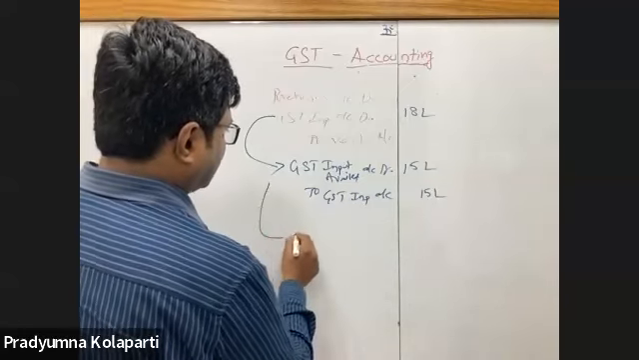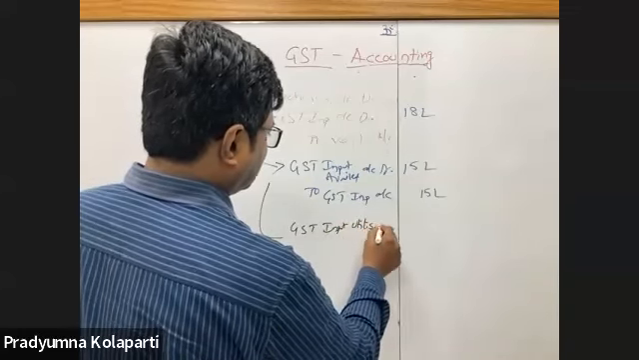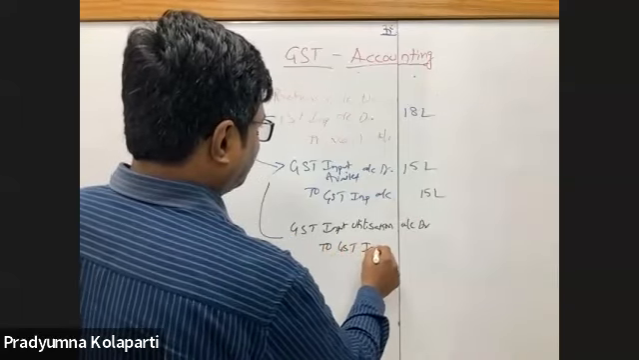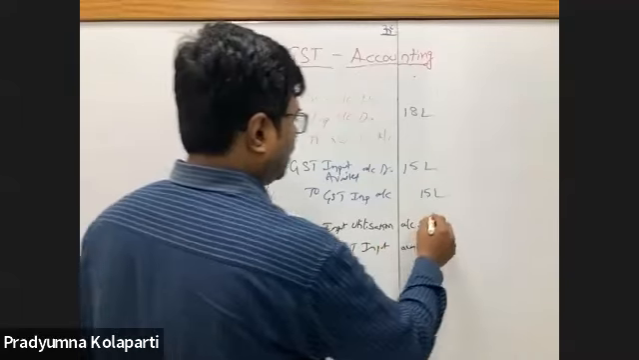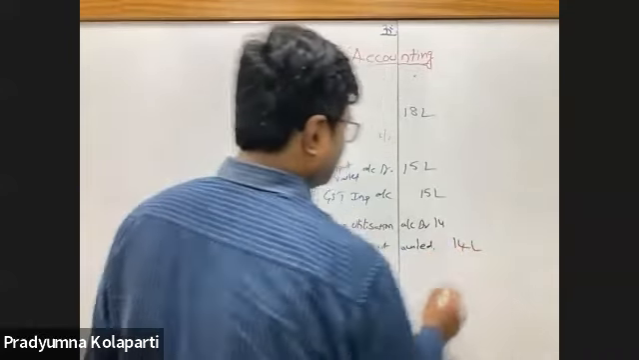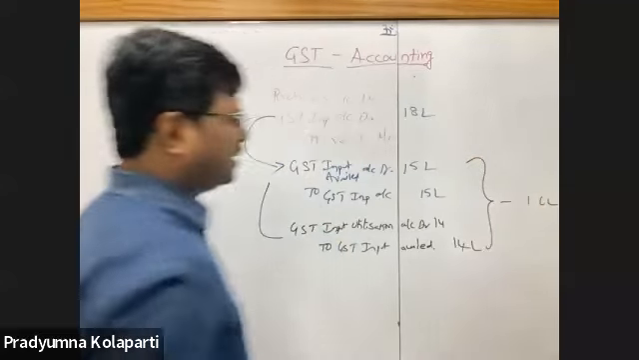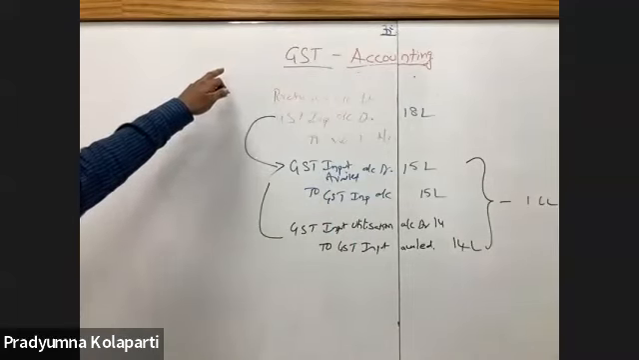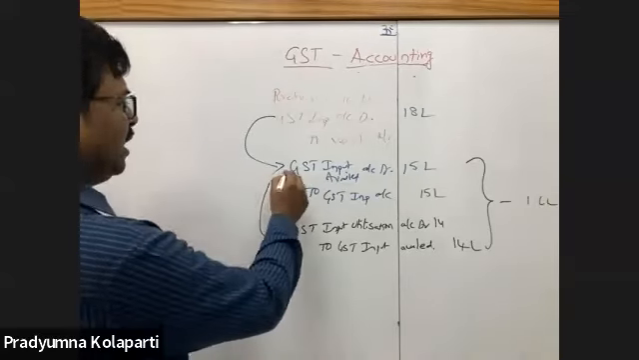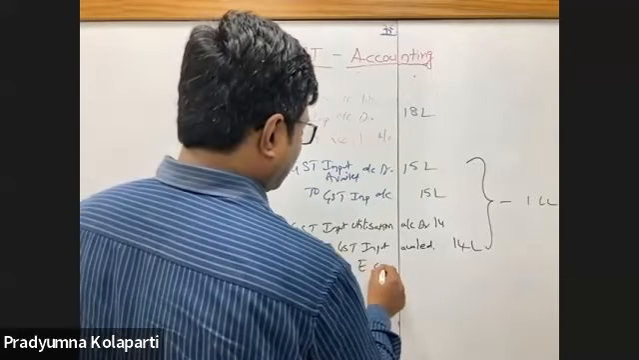So after this, the next entry will be GST input utilization account debit to GST input availed account, 14 lakhs. This is the availed account. So this 1 lakh, whatever balance you are getting here, the same 1 lakh will show in your credit ledger also, because you have availed 15 lakhs and utilized 14 lakhs. So whenever you see, the input availed account balance should match with your electronic credit ledger balance.